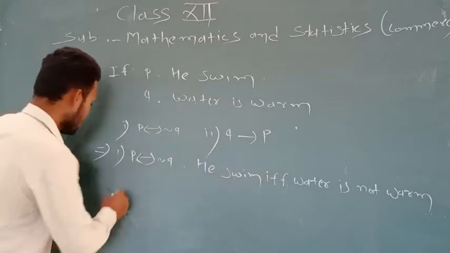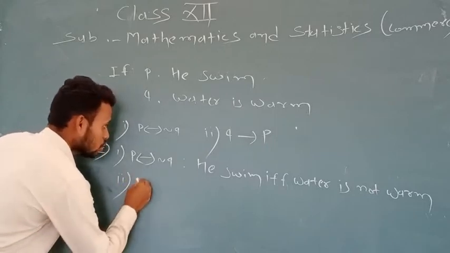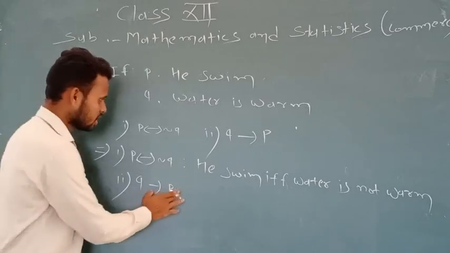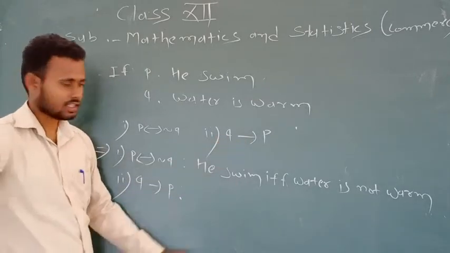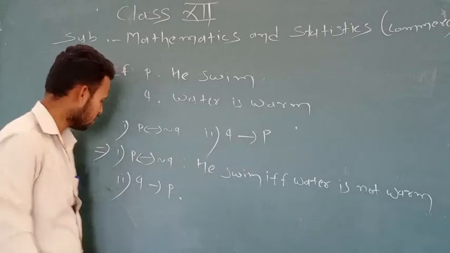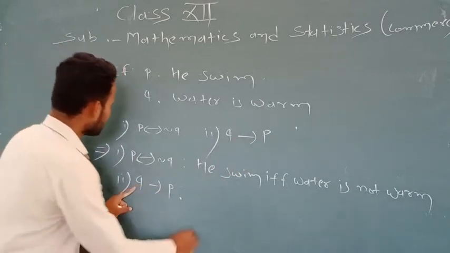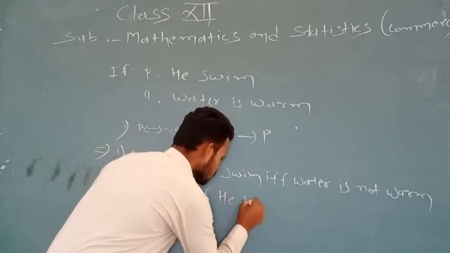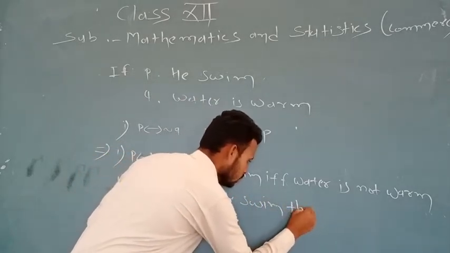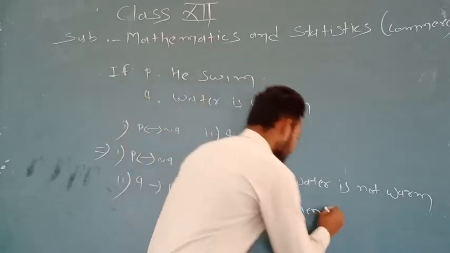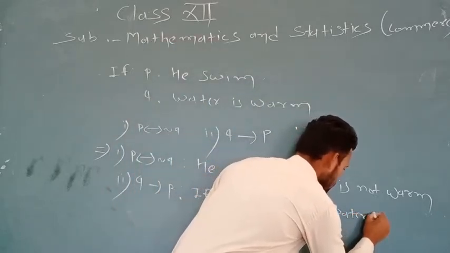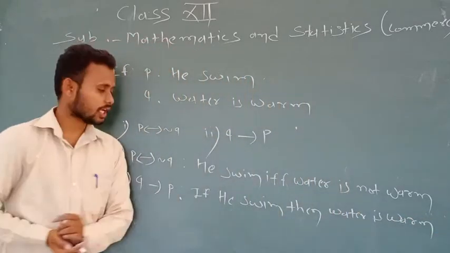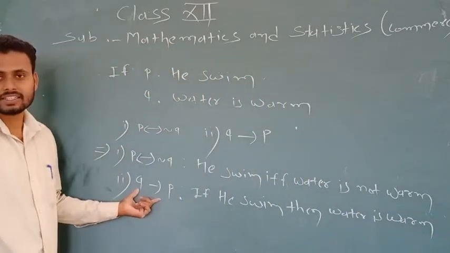Now next, the second one: Q implies P. This symbol means if then. Q implies P: if he swims, then water is warm. Water is warm is the required verbal statement of the given symbolic statement.